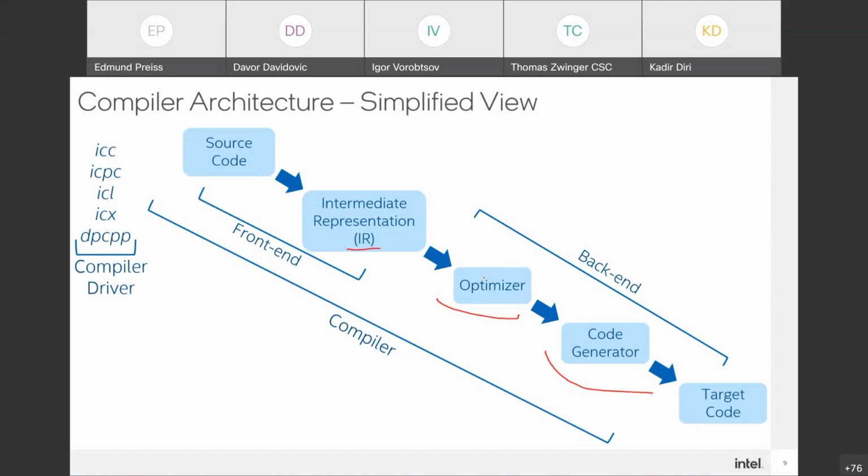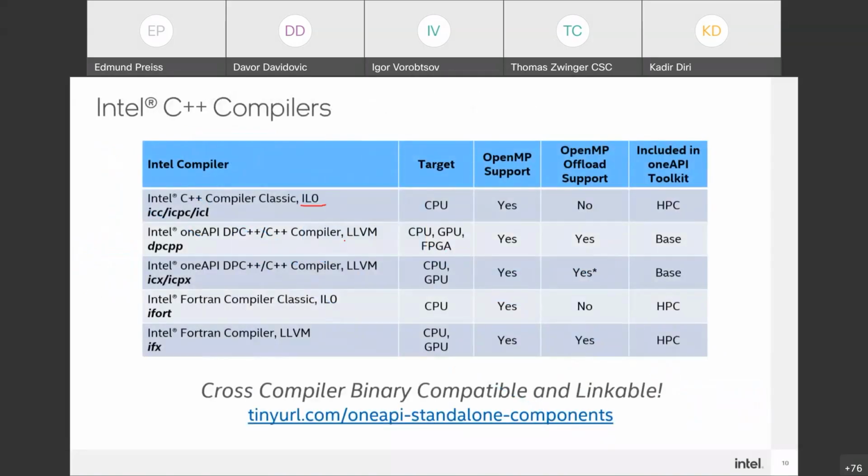But on top of that, we are also enhancing the optimizer and code generation from our side. That's why you can see that nowadays we have L0 classic compilers and the LLVM compiler, and we are in the process of migration from our classic compilers to LLVM-based ones, which means that at some moment we will move the classic compilers to legacy mode and stop supporting them. So it's a good guide and recommendation from our side to start porting your applications.